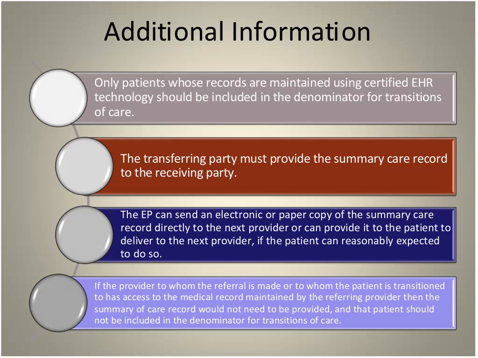There are some instances where the summary of care record does not need to be provided. Under certain circumstances, if the provider to whom the referral is made or who is receiving the patient already has access to the medical record, maybe by a community-based electronic health record or some type of other exchange where they can dip in and pull up these records themselves, then that transition of care doesn't really need to be counted in the denominator as a transition of care.